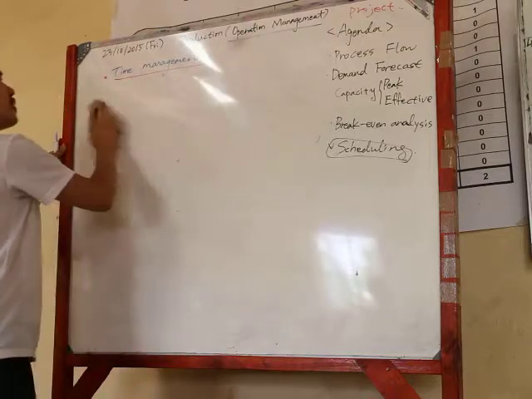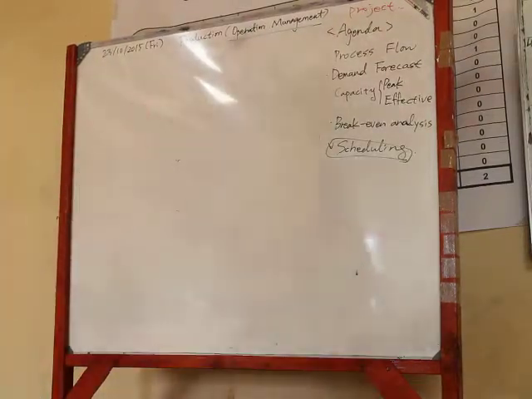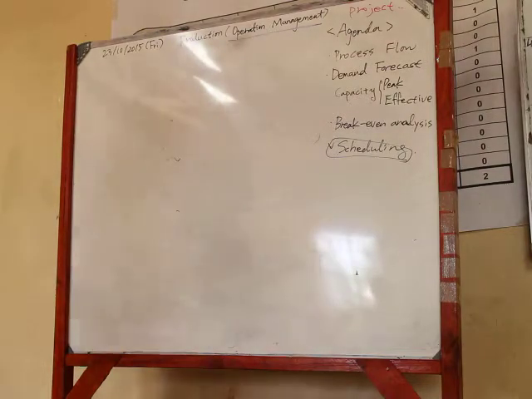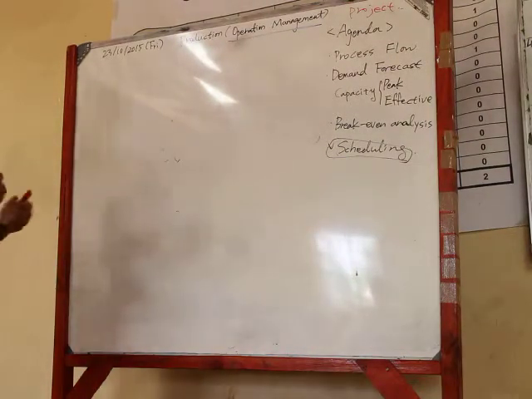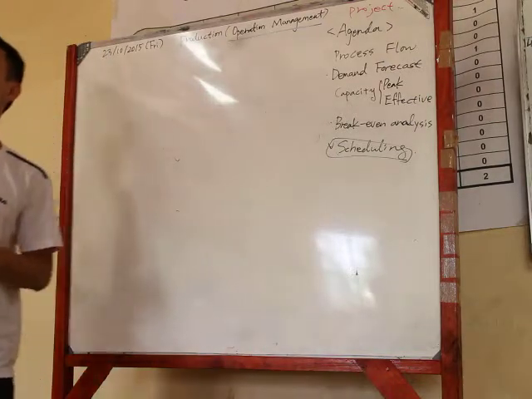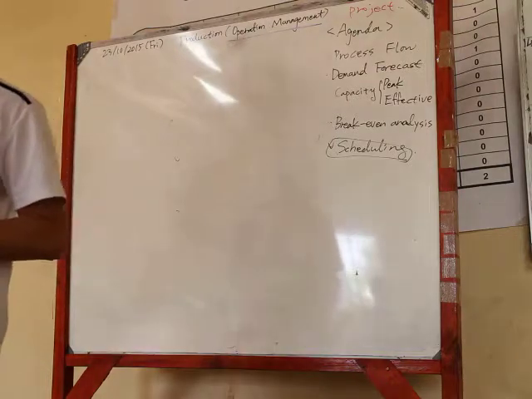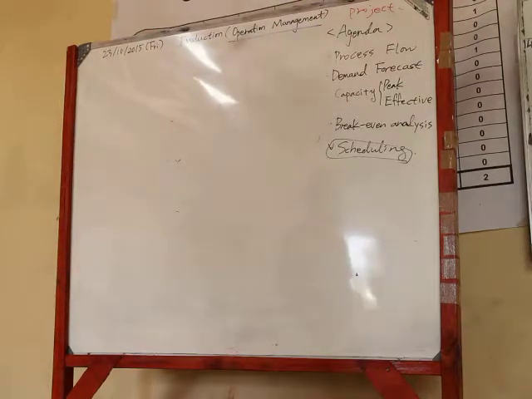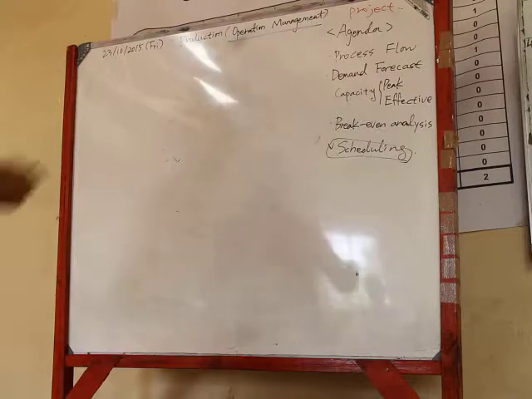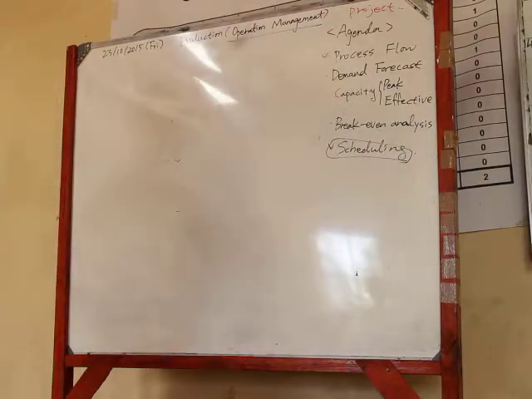So normally when you think about operation management, what people do when they want to improve their operation management is they draw this. They see their process flow.